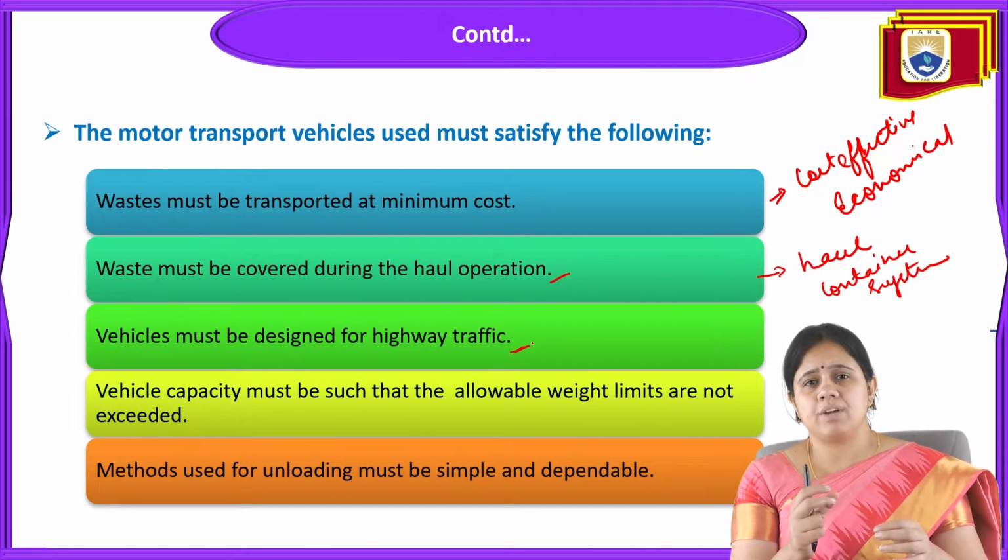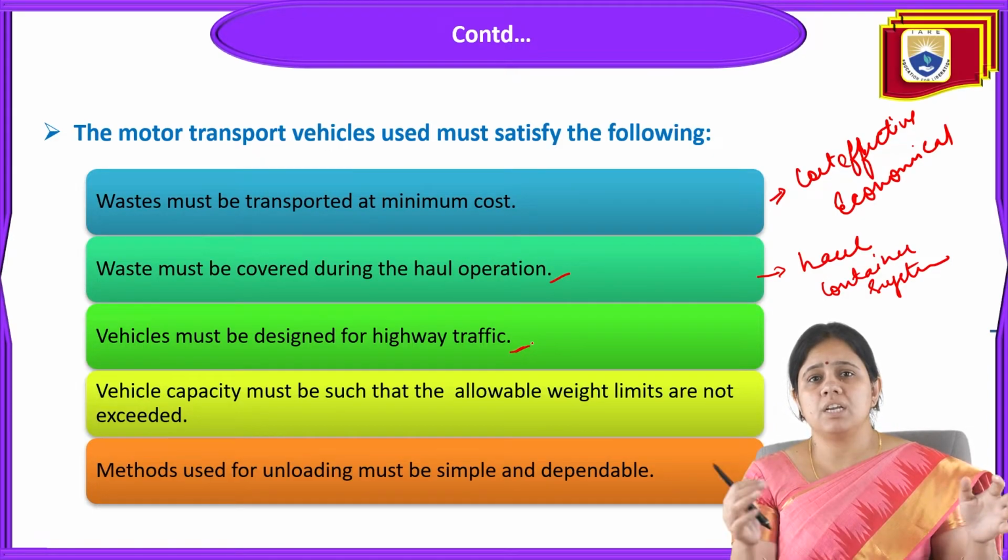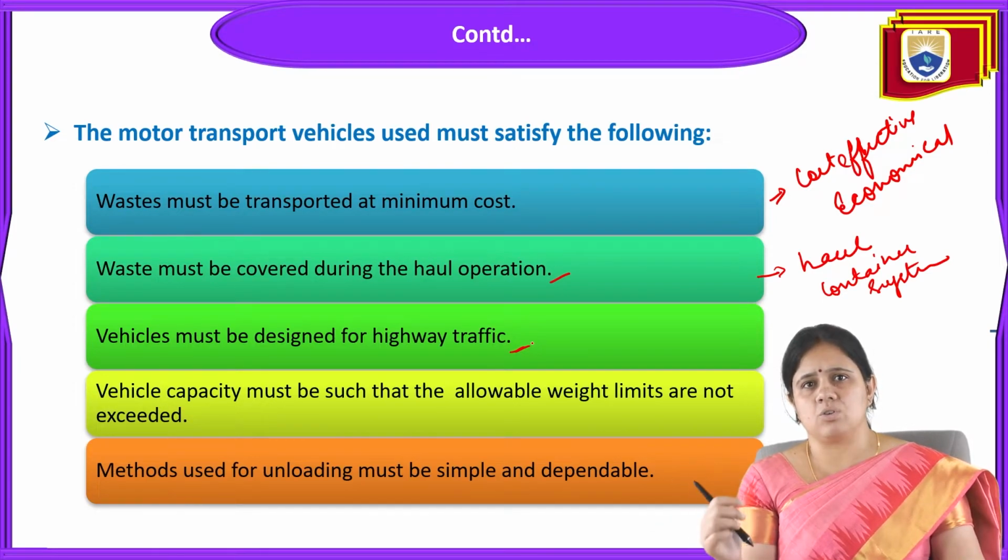So great care should be taken in selecting the vehicles. Mostly residential and some rural areas are nearby to the highways also. So the vehicles should be designed for highway traffic, because on the highway all vehicles are very fast and at high speed.